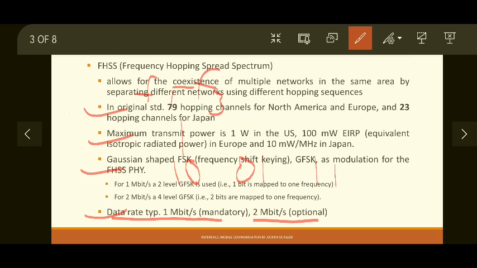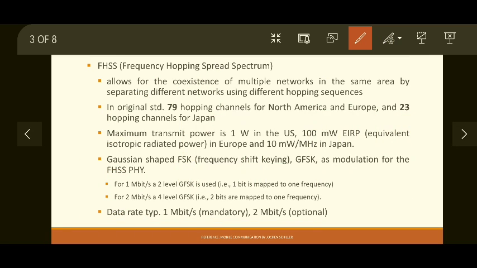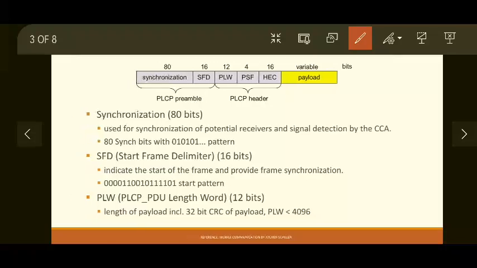If you observe, all these functions are of the PMD sublayer of the physical layer. The physical layer has another sublayer, that is PLCP. So let's now see what the functions of PLCP are and what the standard is regarding those functions.